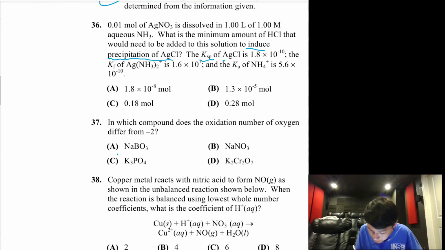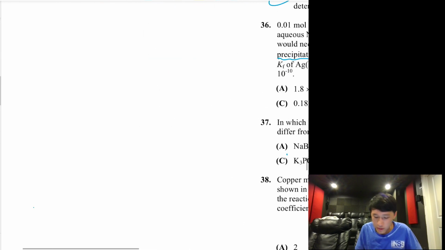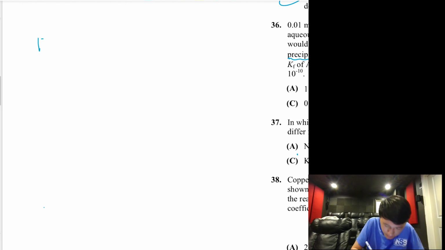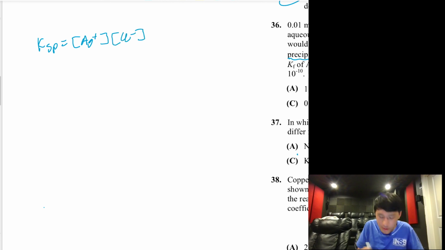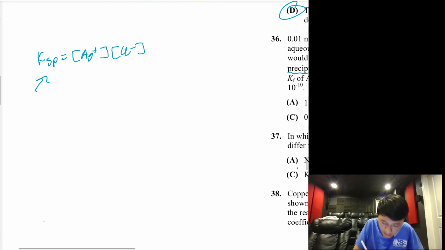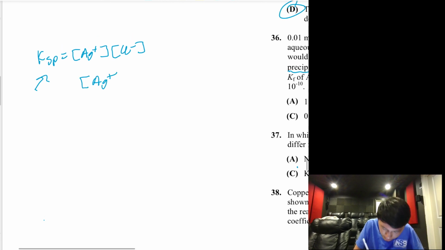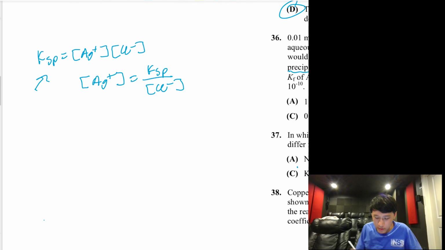So the first one, KSP of silver chloride, is 1.8 times 10 to the negative 10. This is a very small number. So we know that if we're adding a non-negligible amount of chloride, the chloride is basically going to control the concentration of silver that's in solution. So we know that KSP is equal to the concentration of silver plus times Cl minus. And because we know that this is so small, effectively the concentration of silver plus is going to equal the KSP divided by Cl minus. And in a way, whatever chloride we add is going to control the silver concentration.